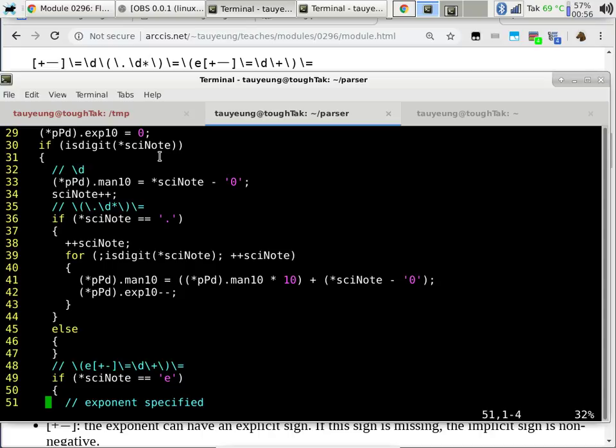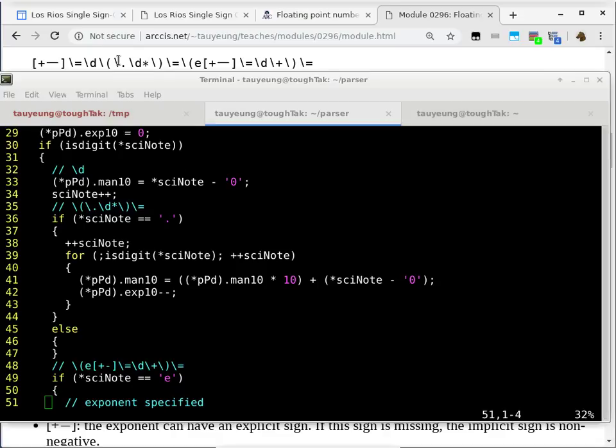Okay? So what comes next is the optional fractional part of the mantissa. Okay? That part is optional. But how do I know whether that optional part is there or not? What do you think?